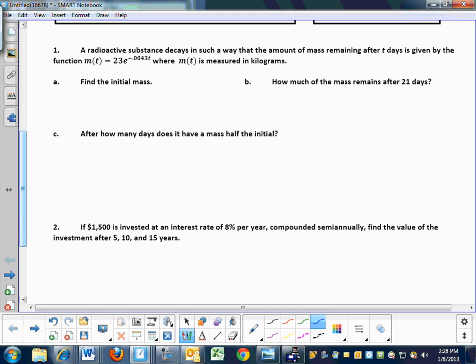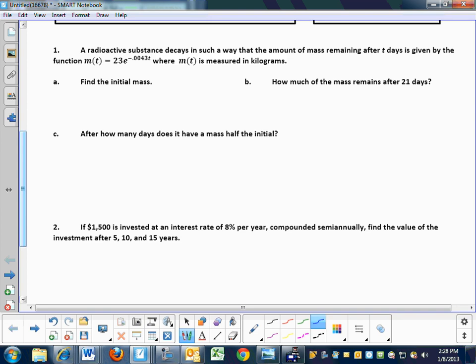Radioactive substance decays in such a way that the amount of mass remaining after t days is given by the function m of t equals 23 e to the negative 0.0043 t, where m of t is measured in kilograms. Okay, so here we have an exponential equation, and we definitely have some growth and some decay. In this situation, decay, and it's happening continuously, so we have e being used here.